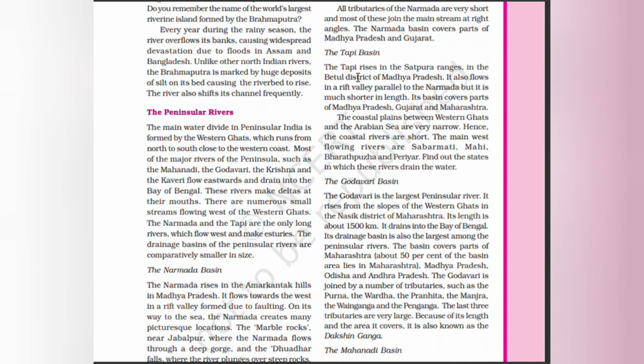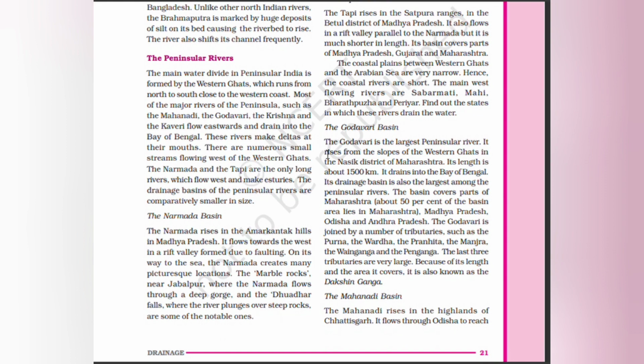Tapti Basin. The Tapti rises in the Satpura range, in the Betul district of Madhya Pradesh. It also flows in the rift valley, parallel to the Narmada, but is much shorter in length. Its basin covers parts of Madhya Pradesh, Gujarat, and Maharashtra. The coastal plains between the Western Ghats and the Arabian Sea are very narrow. Hence, the coastal rivers are short. Main west flowing rivers are Sabarmati, Mahi, Sharavati, and Periyar. Find out the states in which the rivers drain the water.